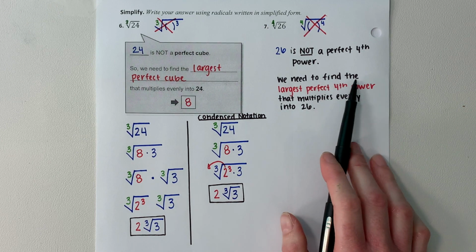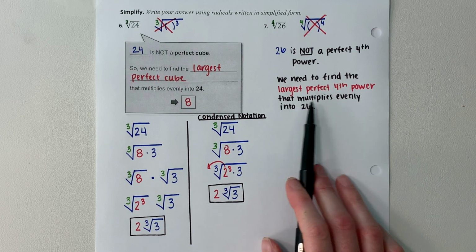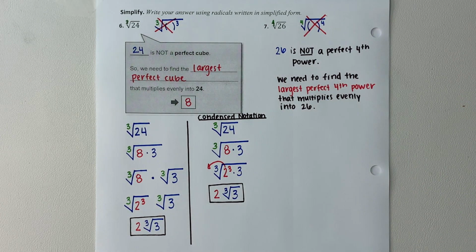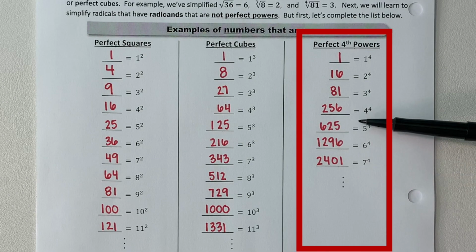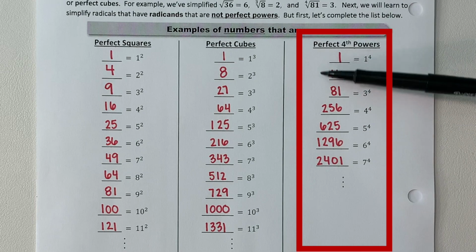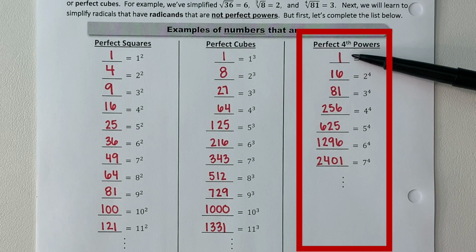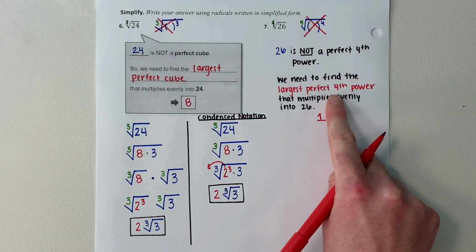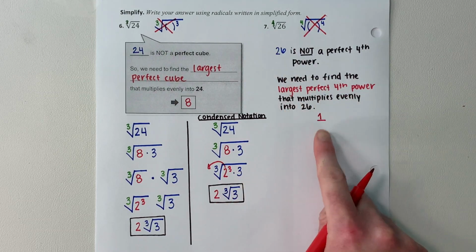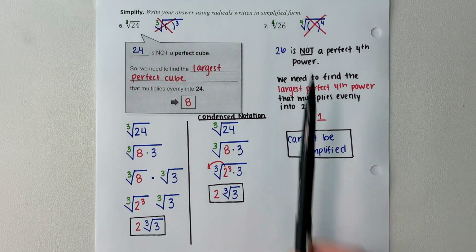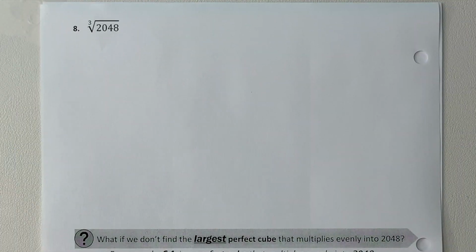So since 26 is not a perfect 4th power, we need to find the largest perfect fourth power that multiplies evenly into 26. So let's look back at our chart of perfect fourth powers and find the largest number that's less than 26. That would be 16. Does 16 multiply evenly into 26? No, because 26 divided by 16 gives us a decimal. So the only perfect fourth power that multiplies evenly into 26 is 1. So if the largest perfect fourth power that multiplies evenly into 26 is 1, that means that your radical cannot be simplified. Let's take a look at another example.